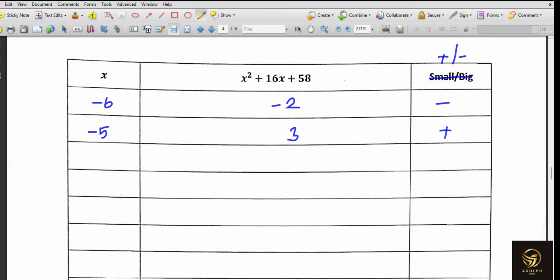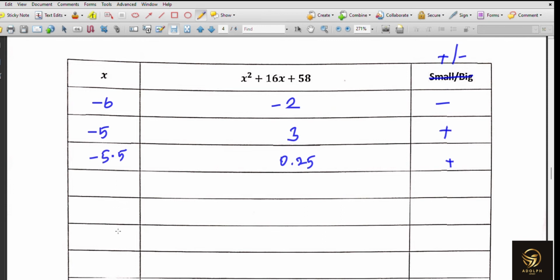Let's take the immediate half of the value, because the answer is to one decimal place. So I'm taking minus 5.5, and I'm getting 0.25. It's positive. So most probably the answer is going to be in between these two values, after minus 5.5 and before minus 6. Let's see what that is going to be.